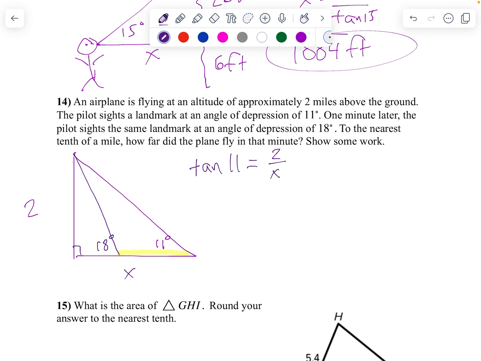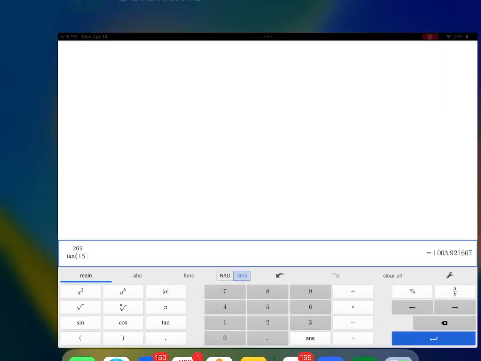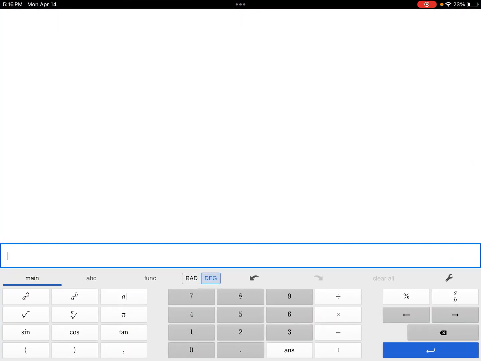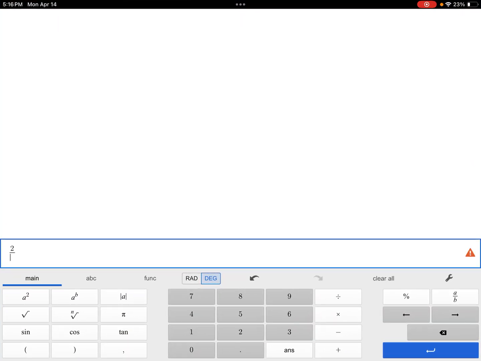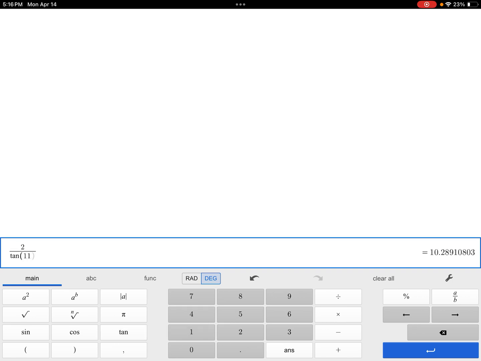Multiply both sides by x, divide by the tangent of 11. So x equals 2 divided by the tangent of 11. That is x. And since we're going to round to the nearest tenth, take it out at least a couple decimal places beyond the tenth. So if we take 2 divided by the tangent of 11, we get about 10.2891.